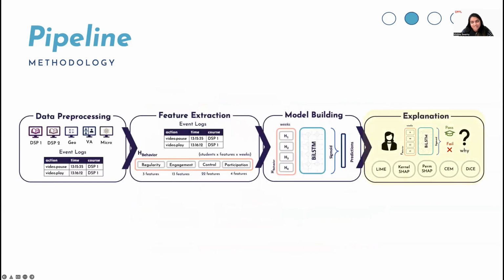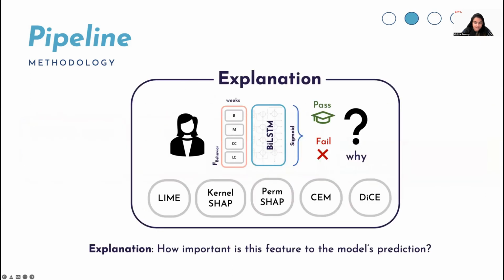And now we move on to the crux of our experiments and explanation. We have a student, it feeds into our model. We have 5 different models for our 5 different courses, and we identify whether the student passes or fails, and now we're trying to identify the why. We have 5 methods: LIME, Kernel SHAP, Perm SHAP, CEM, and DiCE. We'll dive into each of these in more detail.